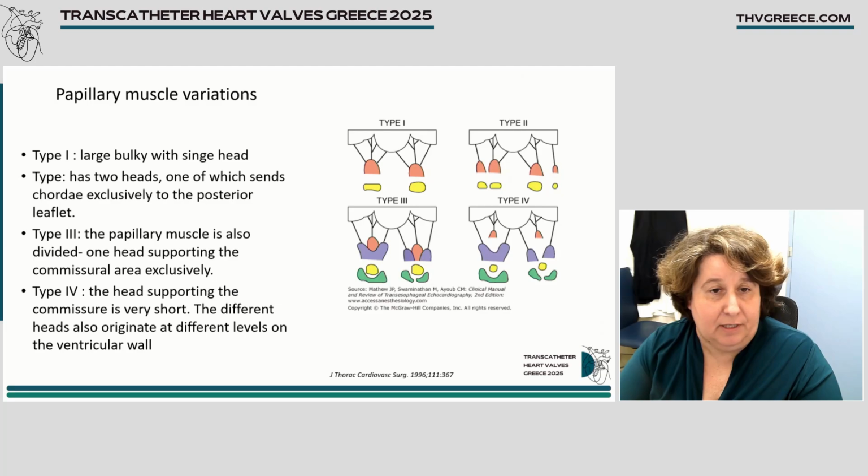There are different types of papillary muscle morphology. One common classification is this one in this graph. Type 1, one single head. Type 2, two heads, one of which sends chordae exclusively to the posterior leaflet. Type 3, divided, with one head supporting the commissural area exclusively, and a fourth type with different heads that originate at different levels of the ventricular wall.